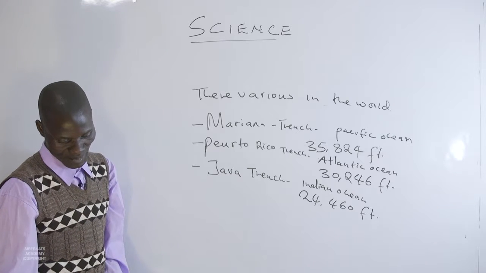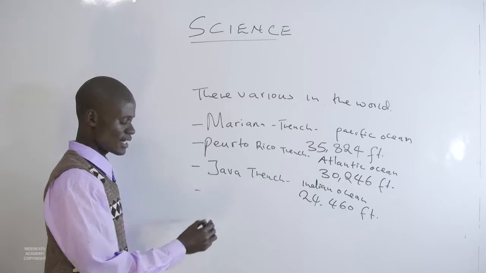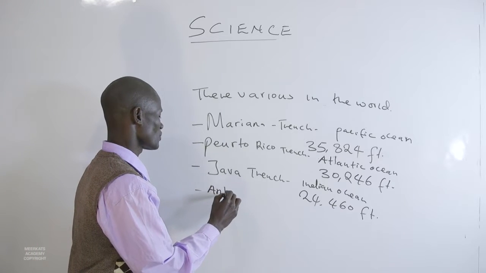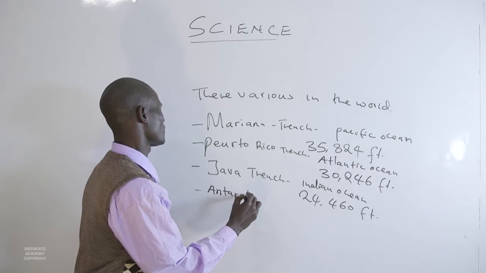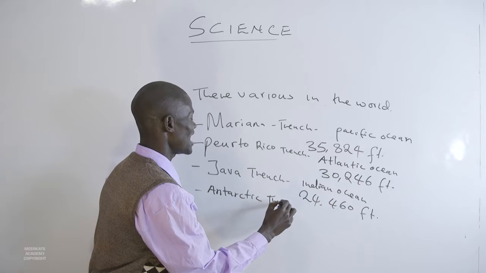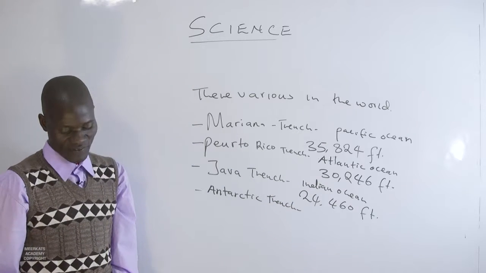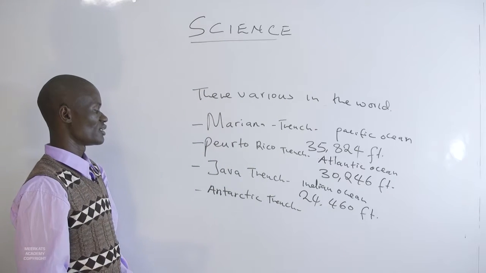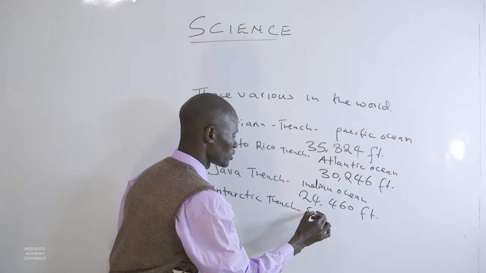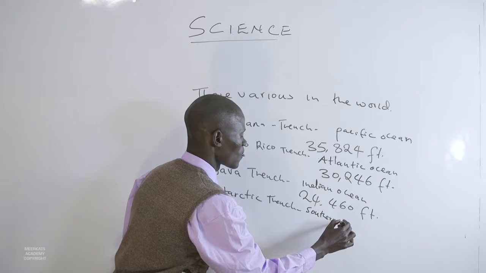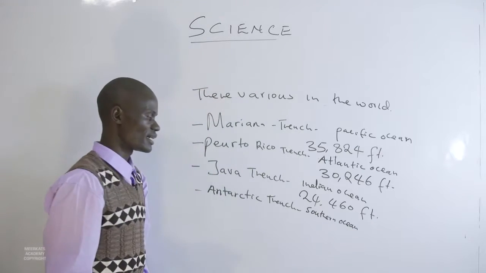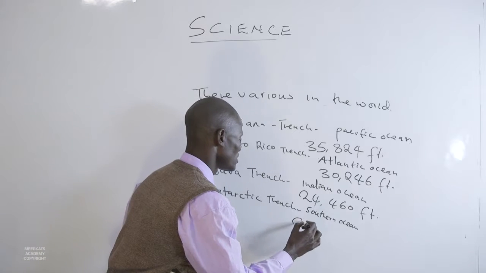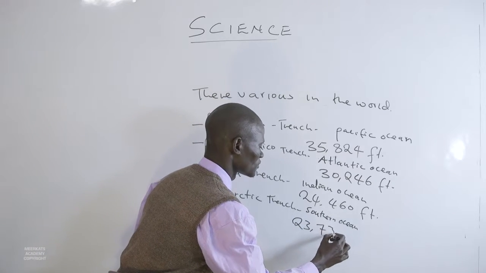That is its depth. And then finally, when we look at the Antarctic Trench, it is found along the southern part, in the southern poles. We call it the Southern Ocean. Initially it was called the Southern Ocean. It has around 23,737 feet.